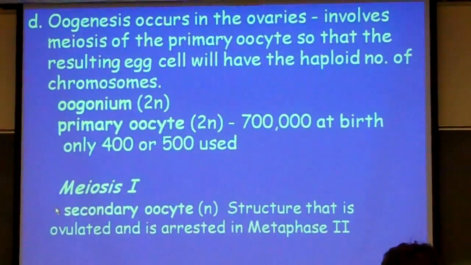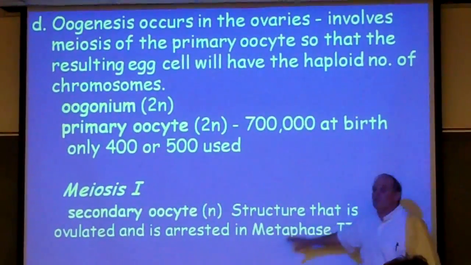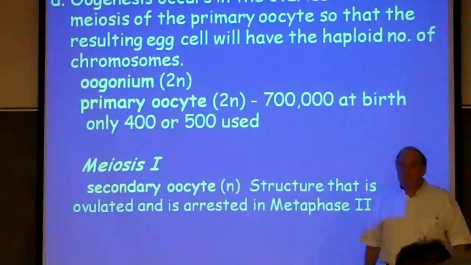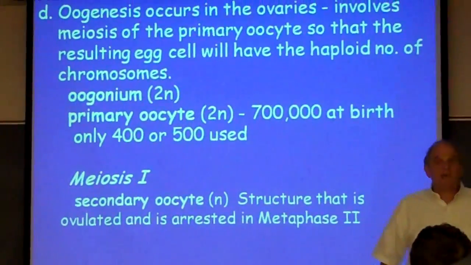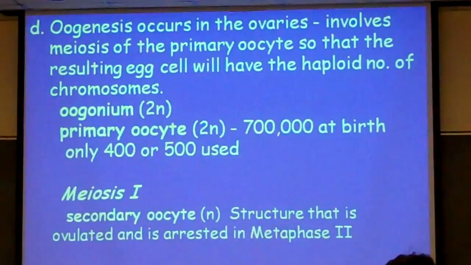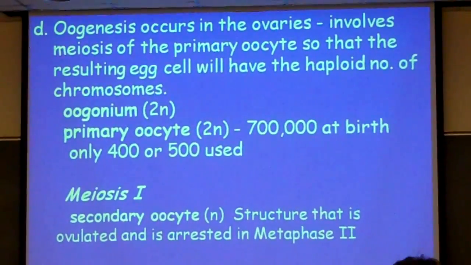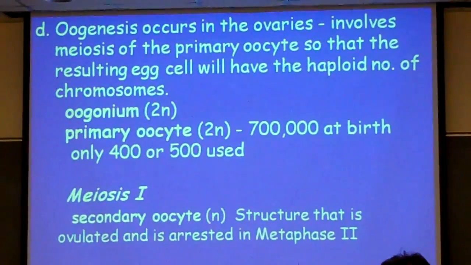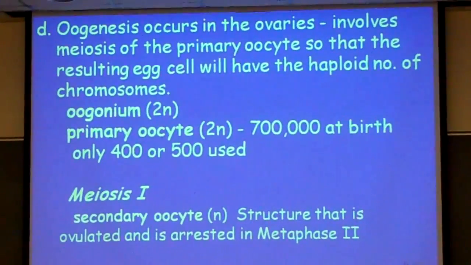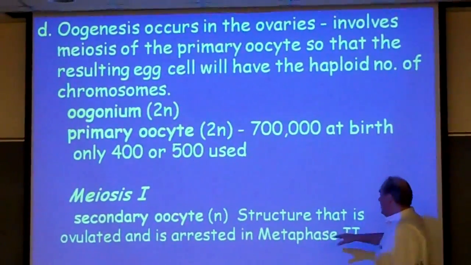This is the structure now. The secondary oocyte is the structure that is ovulated. Be sure you highlight that. Now, out on the street, they say, well, her egg was ovulated, she ovulated, it was the egg. It's not really called the egg. It's really called the secondary oocyte. That is the structure that's ovulated. So make sure you, and meiosis 2, it's arrested.